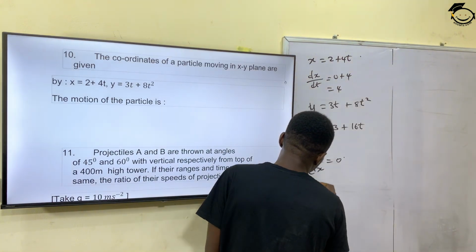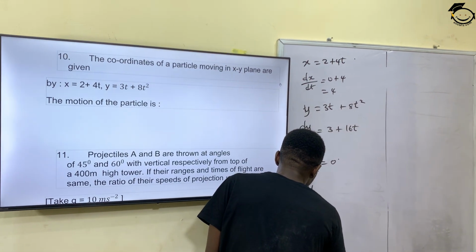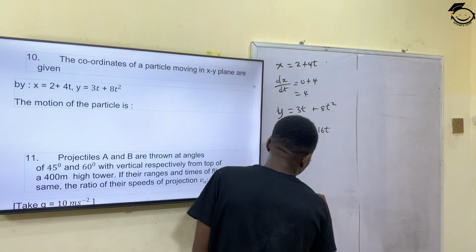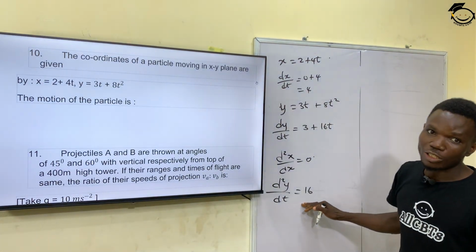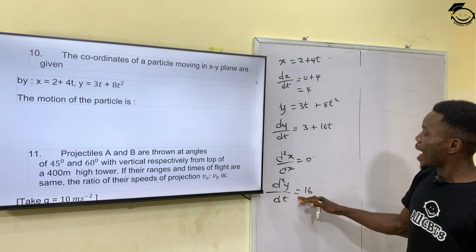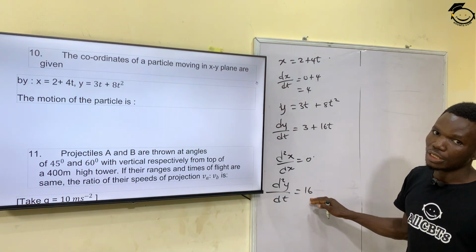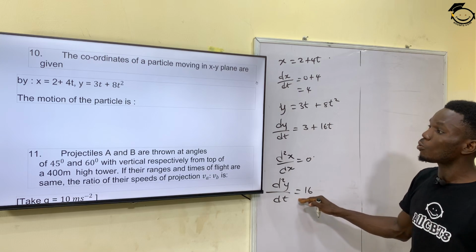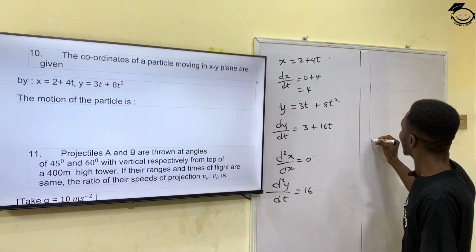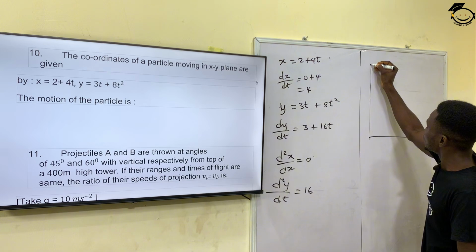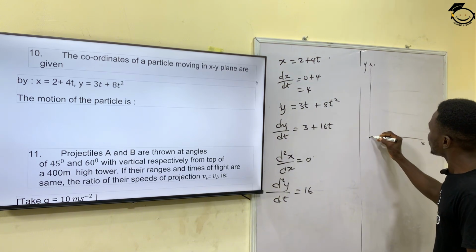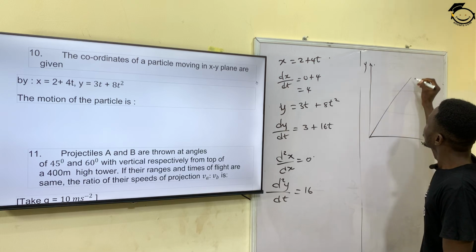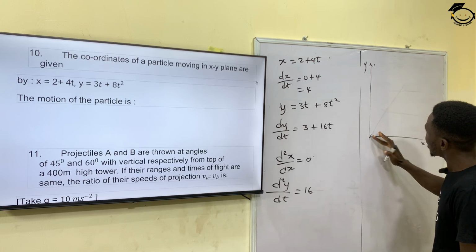If I differentiate my y, I'll be having d square y dt, and this will give me 16, which means that this particle on the y-axis is accelerating. And if the particle is accelerating only on the y-axis, it means I'll be having a curve instead of a straight line graph. So instead of moving on a straight line, this particle will be forming a parabola.